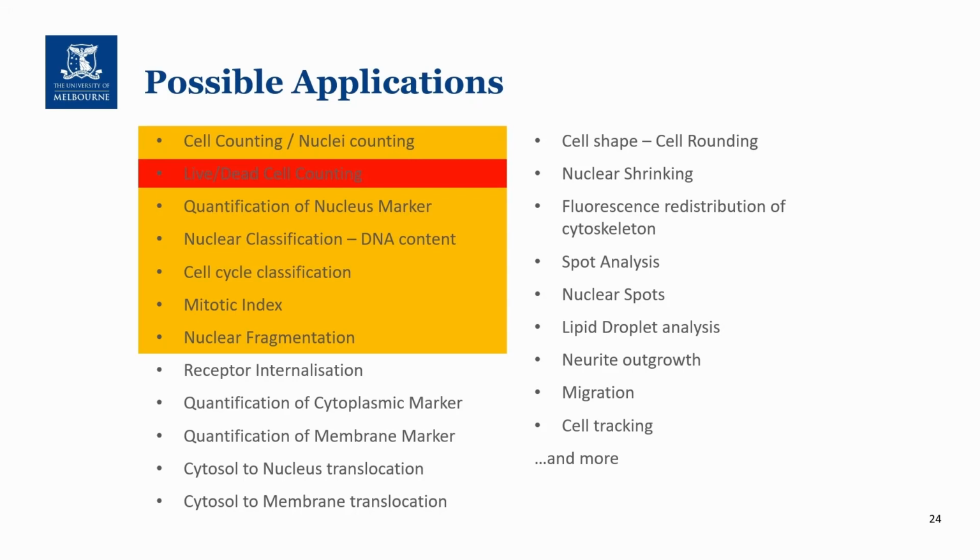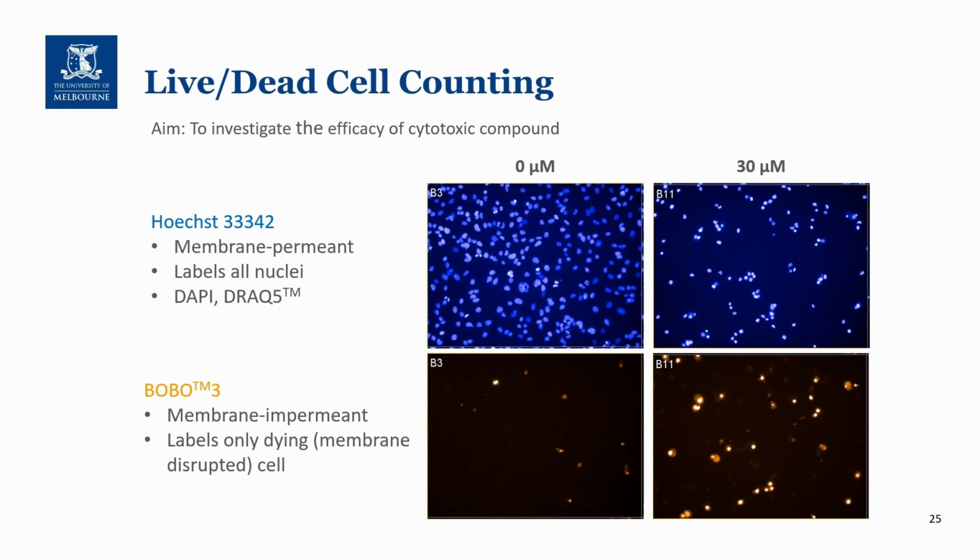First, I'm going to go through an example of counting the ratio of live to dead cells as a representative example of nuclear analysis. Determining the ratio of live to dead cells is a common metric for assessing the efficacy of cytotoxic compounds. In this example, all nuclei have been labelled with DAPI, or you could use another dye like DRAQ5. The sample has also been counterstained with the membrane impermeant dye BOBO3 that can only enter dying cells and label the nucleus when the membrane has been disrupted.